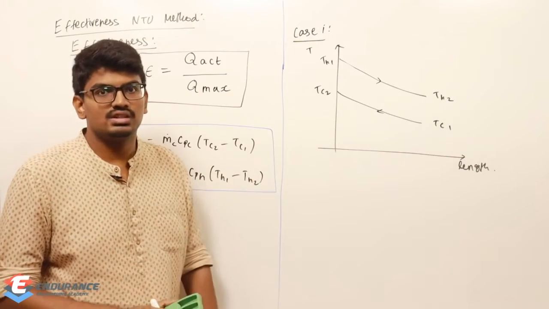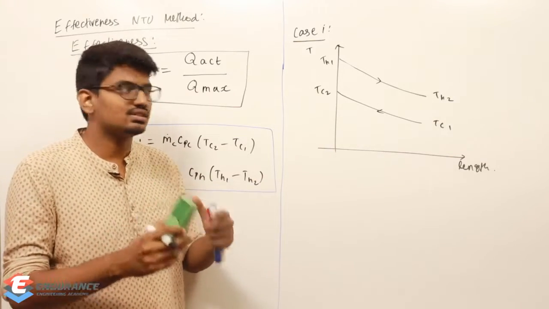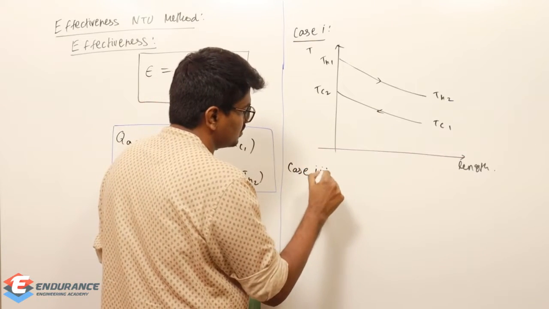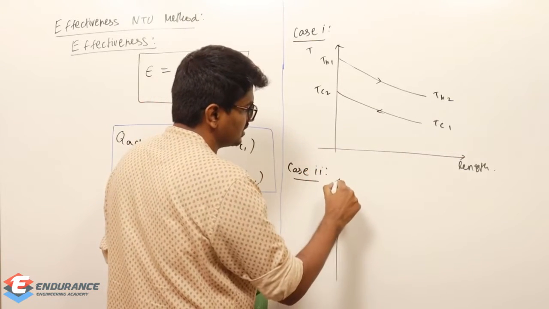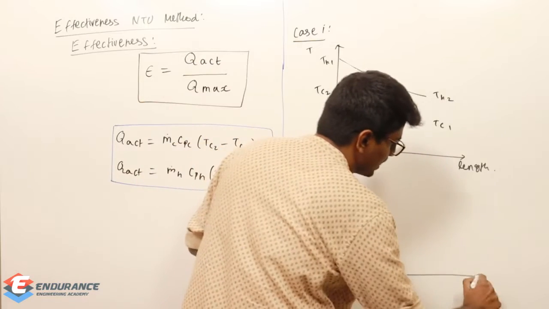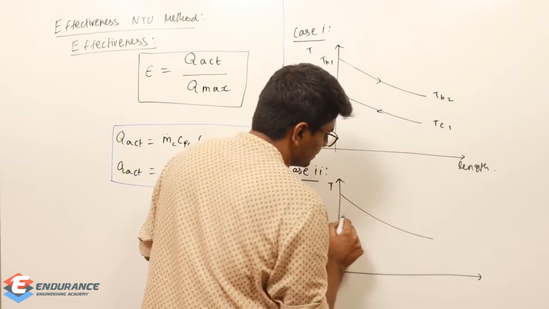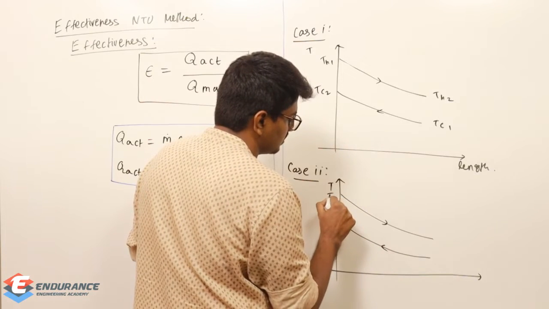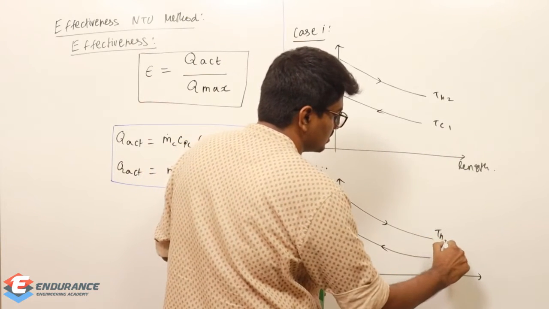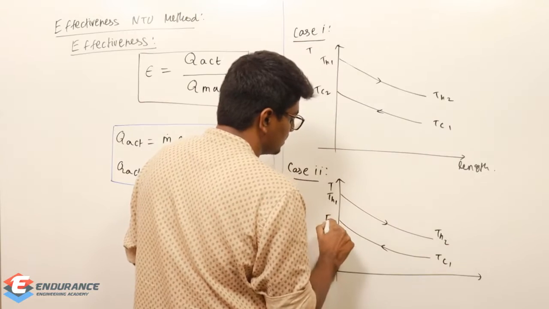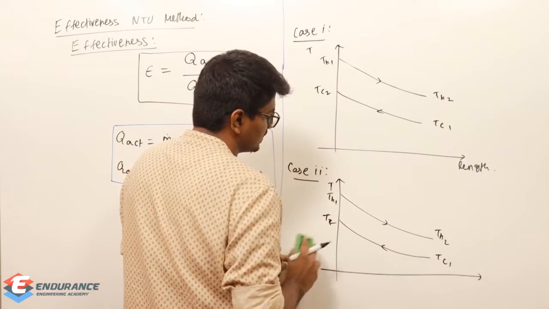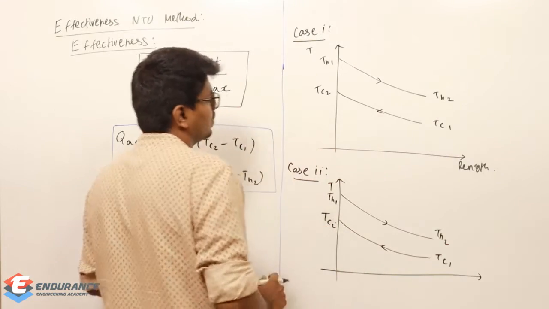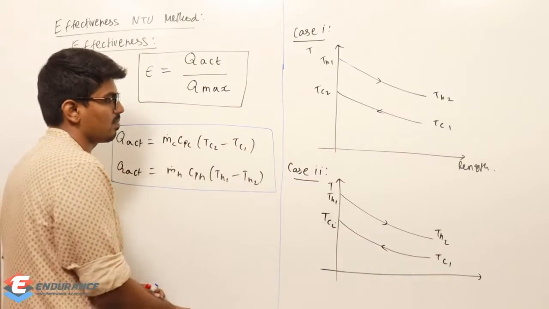Maximum possible heat transfer means what? When maximum heat transfer is possible, let me write both the cases so that we won't have confusion. I will go with both the cases at the same time. Okay, this is T_h1, T_h2, T_c1, T_c2. Yeah. So now listen to me. What are the two possibilities?